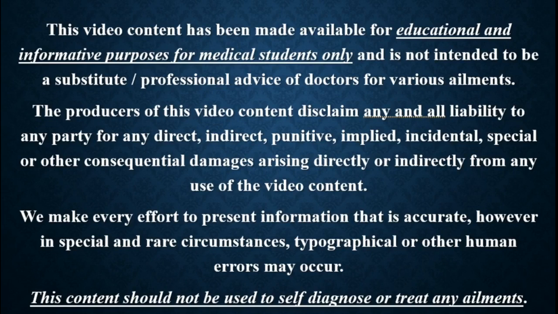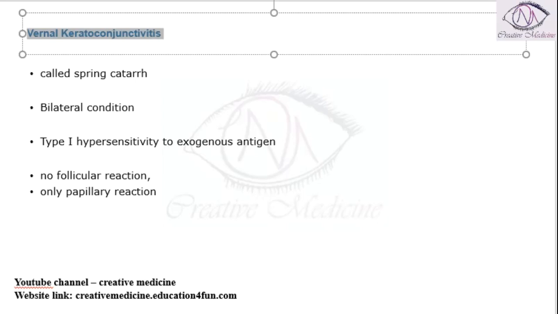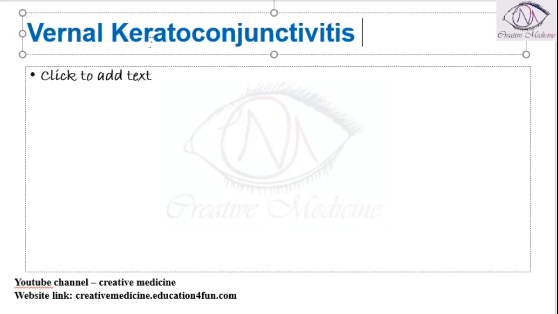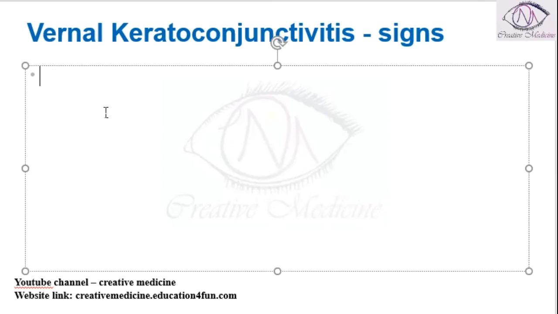In this lecture, we will learn about vernal keratoconjunctivitis, and what is important are the signs. The signs of vernal keratoconjunctivitis can be divided into two types. One, we have palpebral signs and the limbal signs.